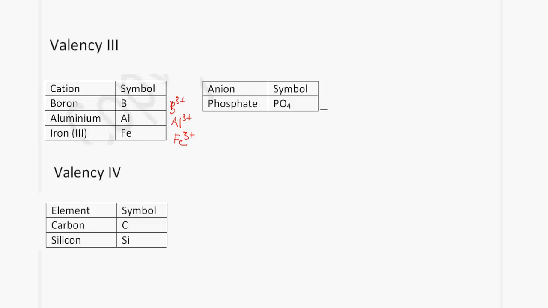And in the case of an anion, we have phosphate, which is PO4, and therefore that is written as PO4 3 minus. Lastly, we have a valency of 4. We have carbon with symbol C, and we have silicon with symbol Si. Now, what I suggest is that you learn the cations and anions that have a valency of 1, 2, and 3, and you also need to remember the symbols for these.